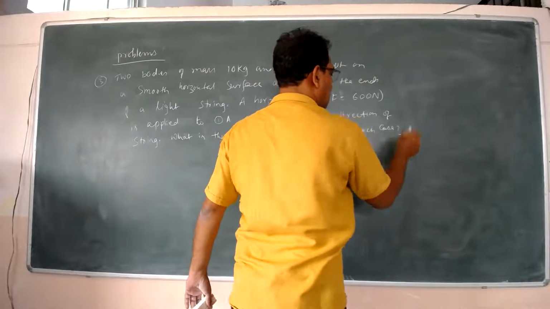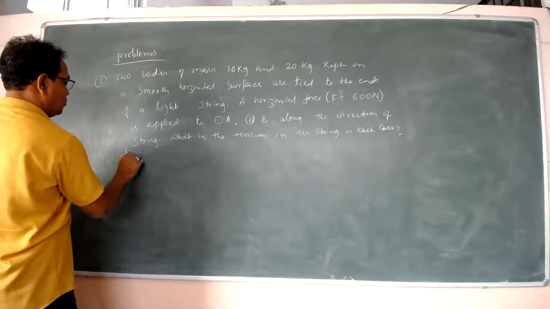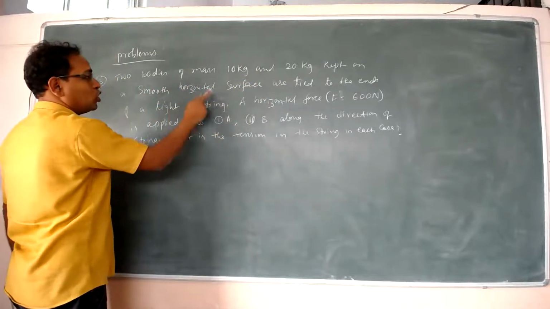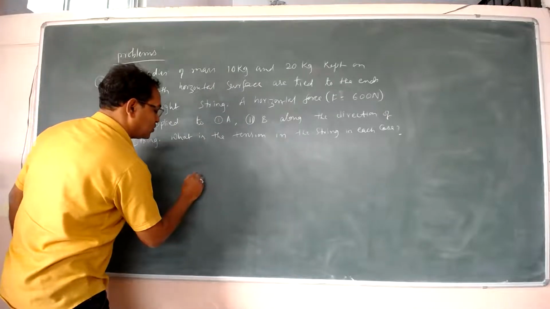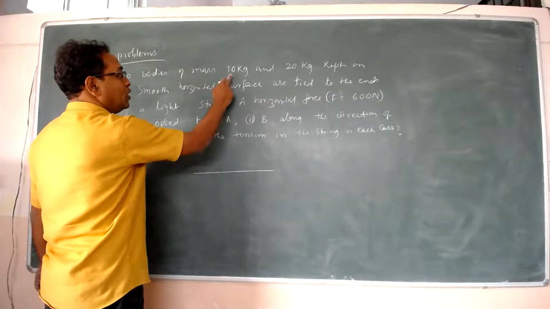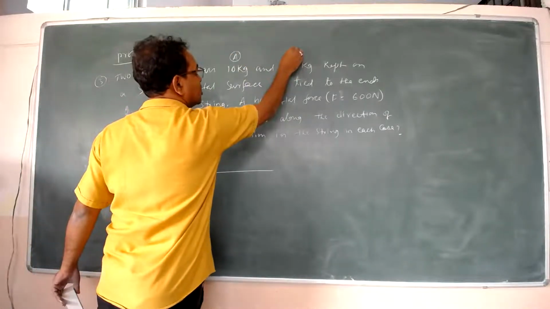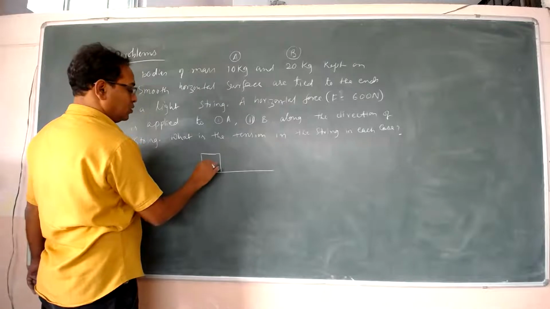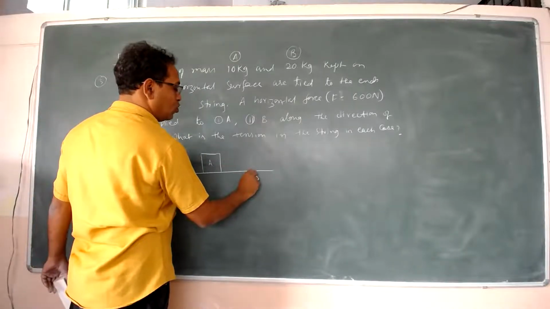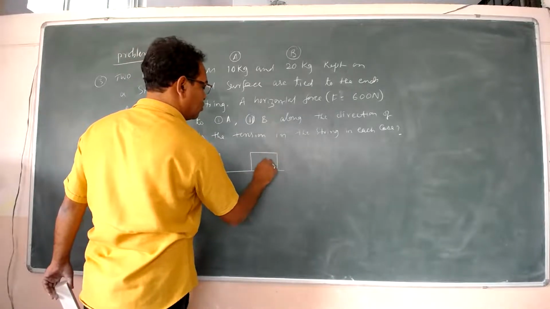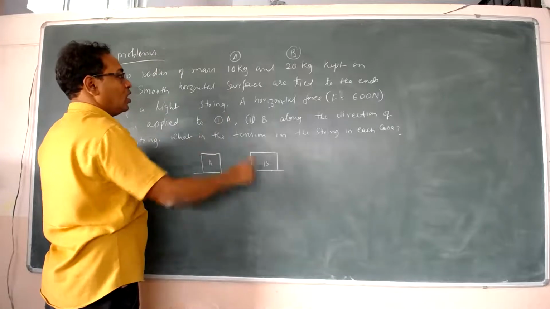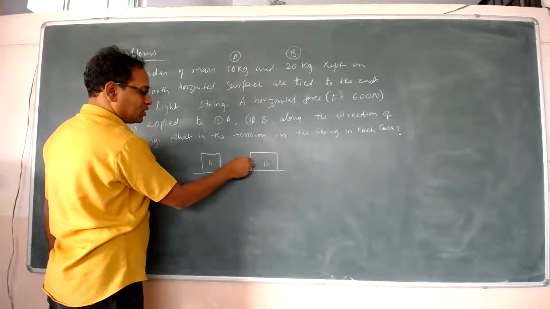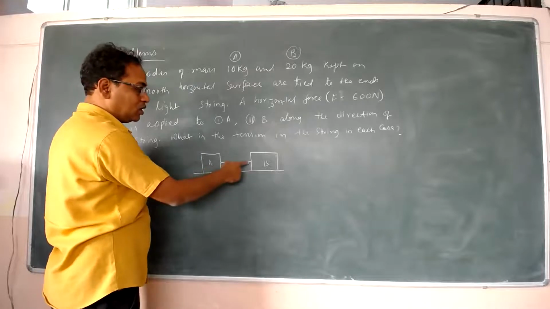So what is being asked here is, two bodies of mass 10 kg and 20 kg are kept on a smooth horizontal surface. Say this is the smooth horizontal surface, this is mass A of 10 kg, and this slightly bigger one is B of 20 kg. These two are tied with a massless string.